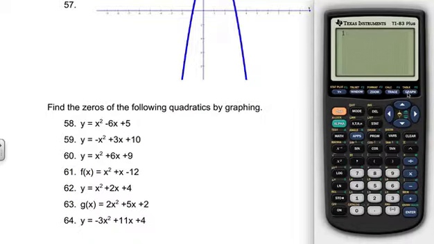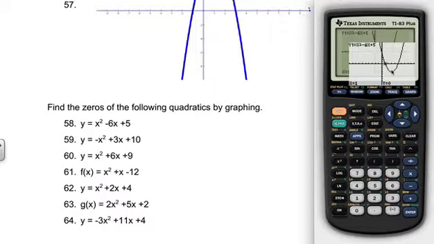oh, I wasn't in trace mode, so I'm going to go back to my graph. I'm going to hit trace. I'm going to type in 1 for x, and I'm going to hit enter. It does verify right here that, let me circle that again for you. It verifies right there that y is equal to 0. Okay.